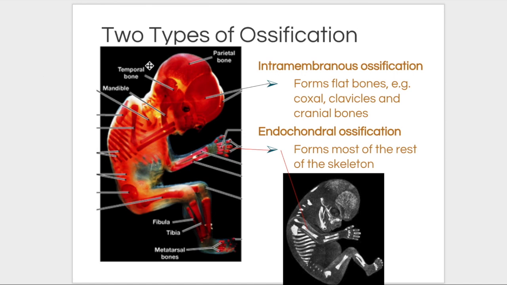There are two types of ossification. The first one is intramembranous ossification, and this is going to give rise to all of our flat bones, such as the coxal bone, cranial bones, as well as our clavicle right in here. And then the second type of ossification is endochondral ossification, in which we develop the rest of the skeleton, such as our fingers, toes, arms, and ribs.